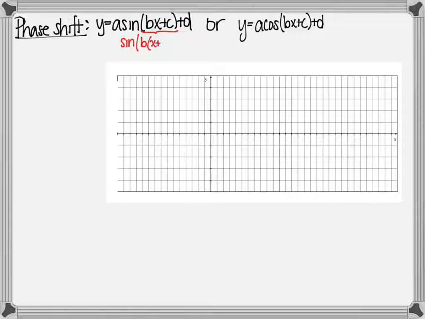So inside we'd have x plus, right? When you factor it out, we'd have c over b. So that c over b is going to be your phase shift. So this graph would be a horizontal shift of negative c over b, right? When it's inside the parentheses, we always do the inverse operation. The same thing would happen for cosine going through. So the phase shift is just a horizontal shift left or right, changes the starting position of our sine or cosine curve.